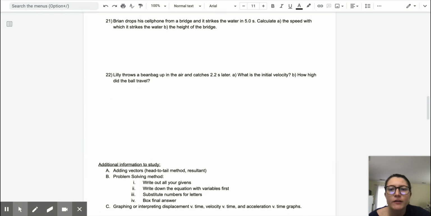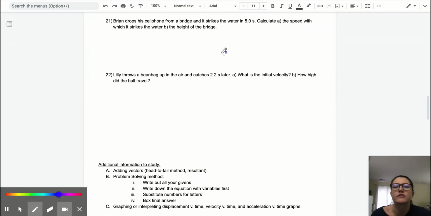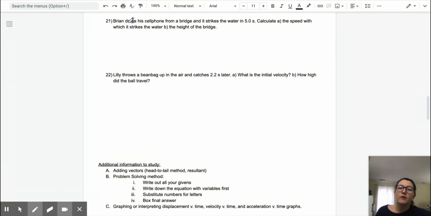Okay, in 21, we have a constant acceleration type question. The reason why we know that is because of the second word here, drops. So Brian drops his cell phone from a bridge, and it strikes the water 5 seconds later.